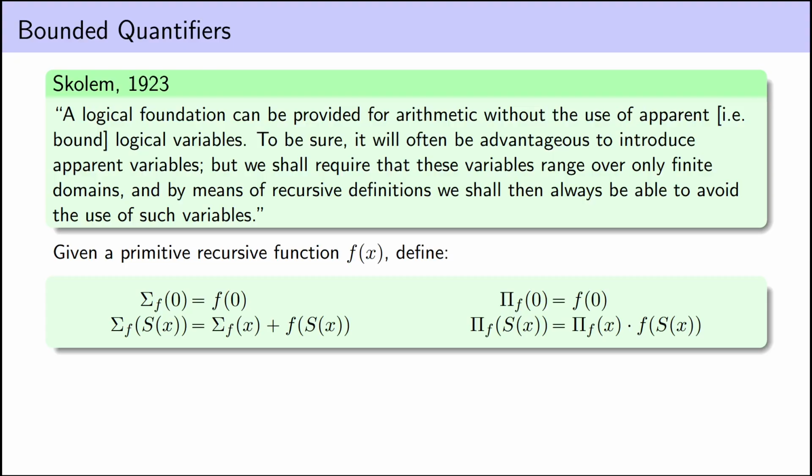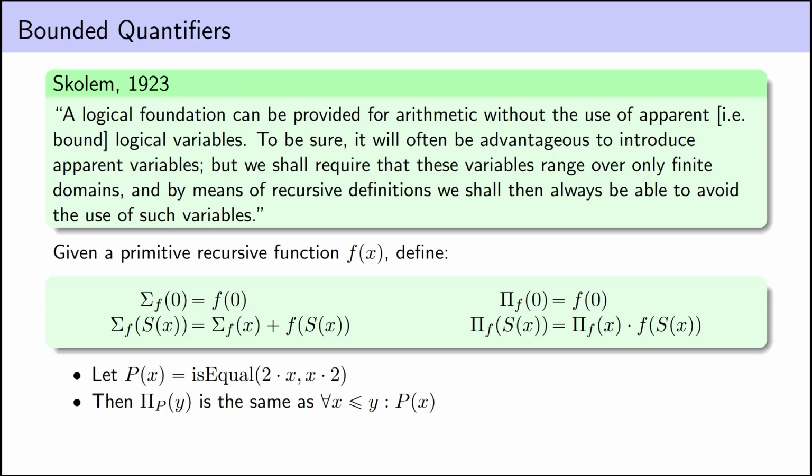If p of x is some sort of Boolean valued function, let's say that it's an assertion that 2 times x equals x times 2, then the product of the values of p from 0 to y is going to be 0 if any of those values is 0, and 1 if all of those values are 1. In other words, this product is 1 if for every x less than or equal to y, p of x holds. So as promised, we have bounded quantifiers, quantifiers where the variables range over only finite domains.